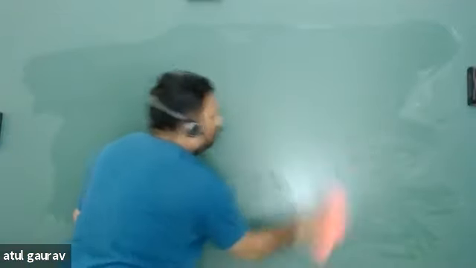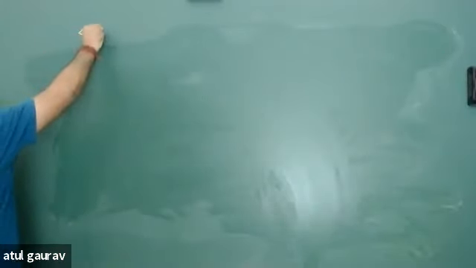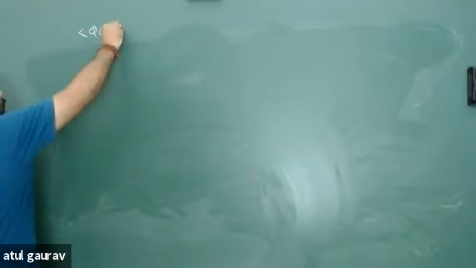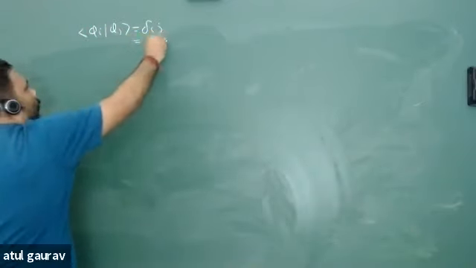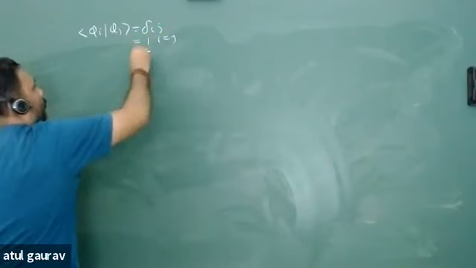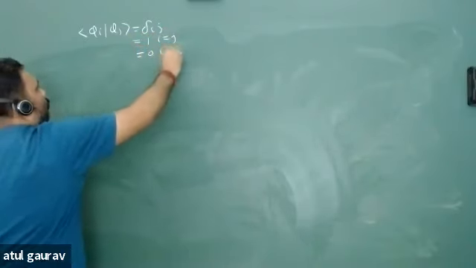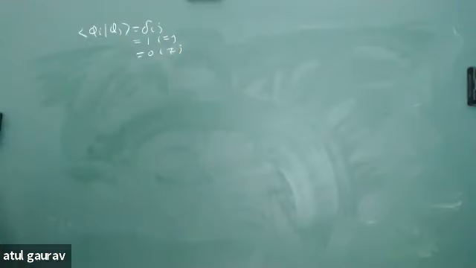Sir, you had not written it, so why did you say scalar product? phi i, phi j is equal to delta ij. Okay? And this will be 1 if i is equal to j, and equal to 0 if i is not equal to j. Okay?